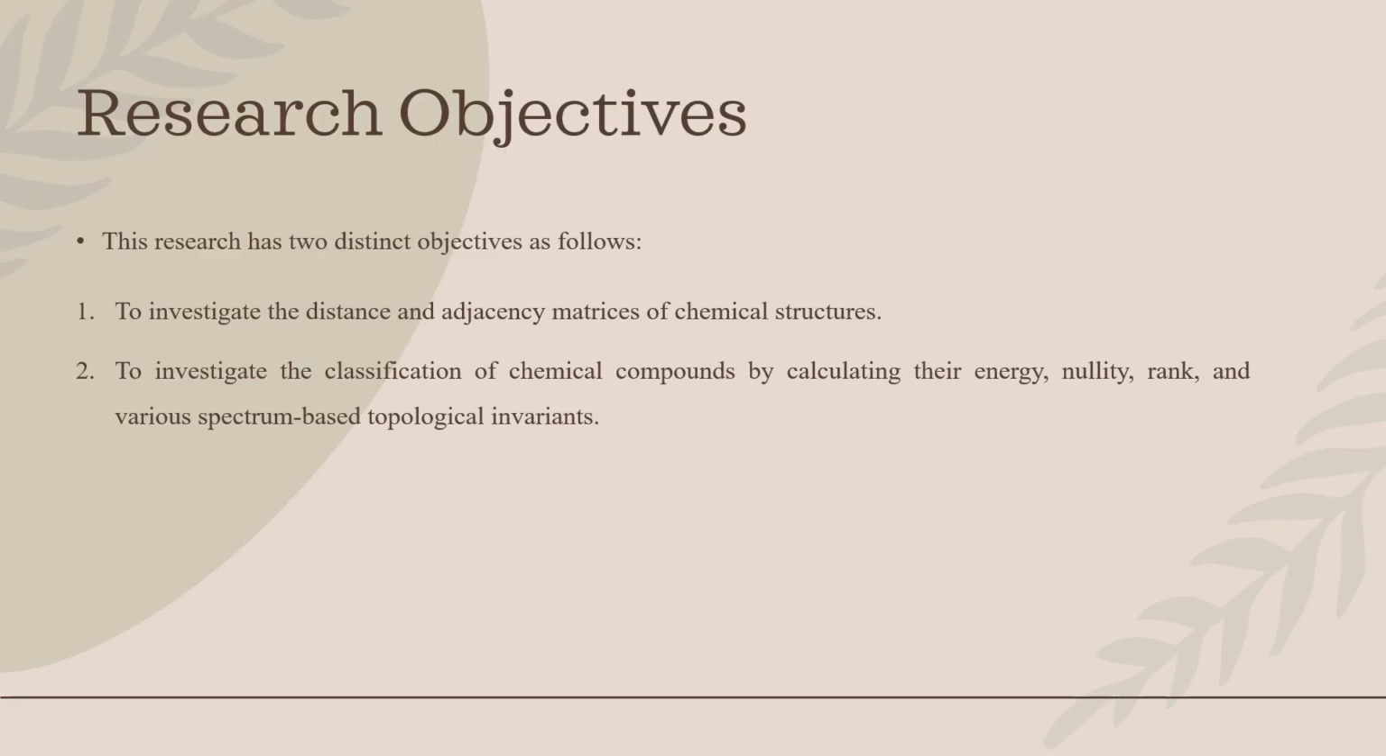For research objective, this research has two distinct objectives as follows. First, to investigate the distance and adjacency matrices of chemical structures. Second, to investigate the classification of chemical compounds by calculating their energy, nullity, rank, and various spectrum-based topological invariants.